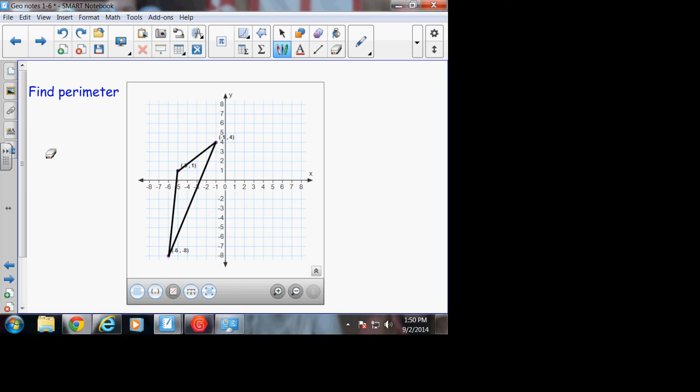Okay, so now they want us to find the perimeter of this triangle. What do we know about this triangle? It's gonna be harder than normal. How come? It just is. It's got coordinates. What does that mean? You have to find the distance. We can't count squares. We have to find the distance.